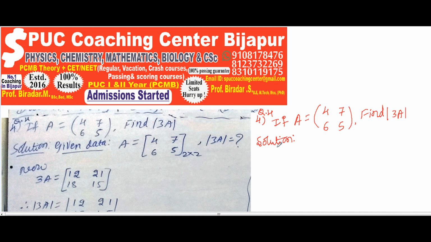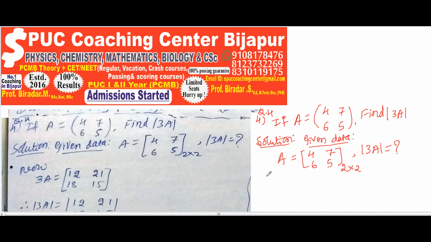So what is the given data? You can mention it please. So given data, he has given that matrix A, that is 4 7 6 5. So its order is 2 by 2. Then what he has asked: what is the determinant of 3A?